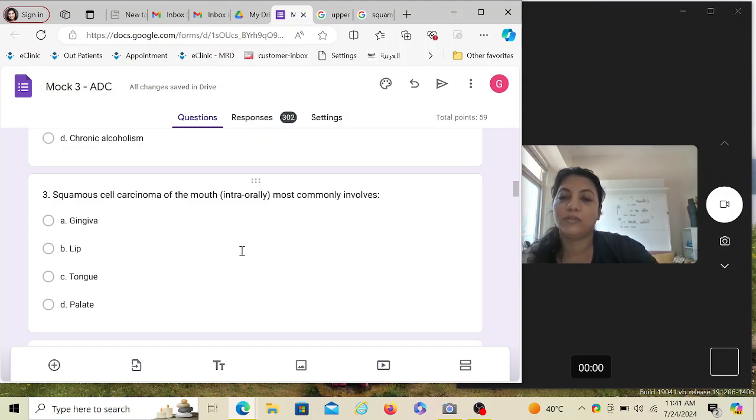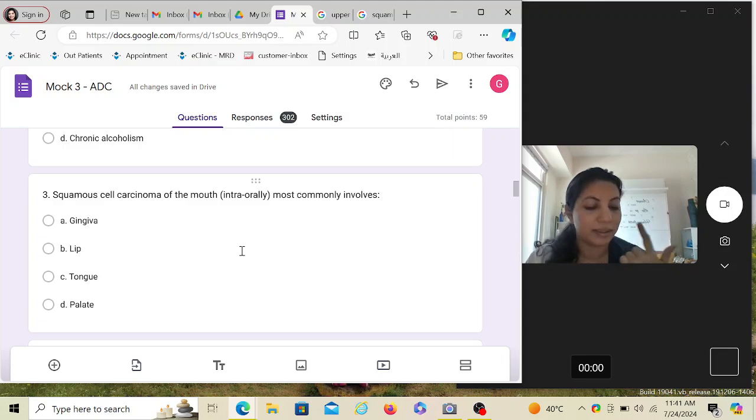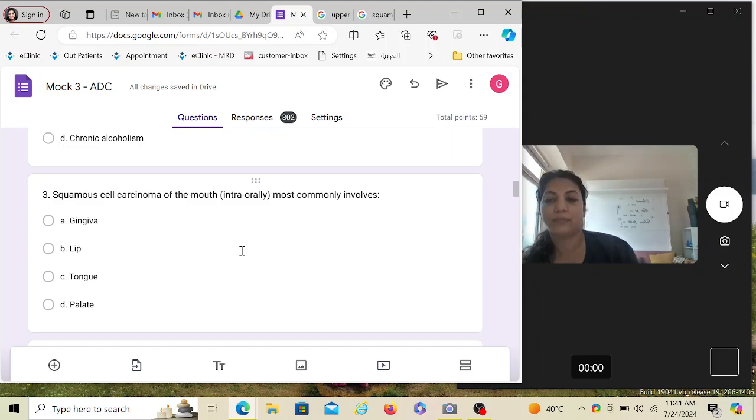Squamous cell carcinoma of the mouth, intraorally. They have mentioned this in brackets, most commonly involved. So again, a lot of filter-out things. That means, first of all, the things that would be given are correct. The first filter is intraorally. That is whatever is inside the lips, not the lips. Lips will not be counted as intraorally. Most commonly involved. So out of the options given inside the mouth, out of them also you have to choose the one which is most commonly involved.